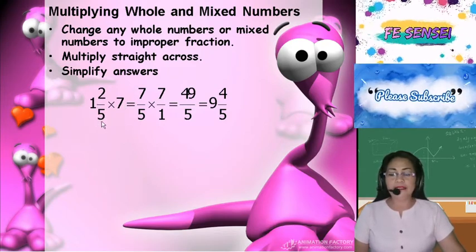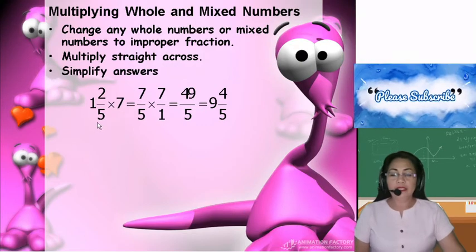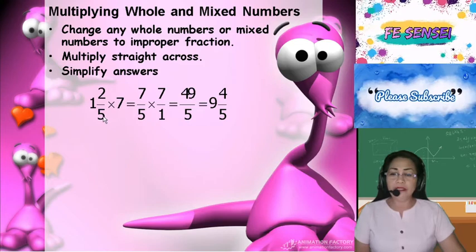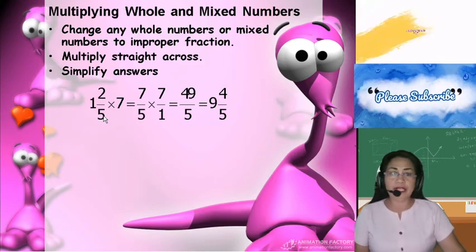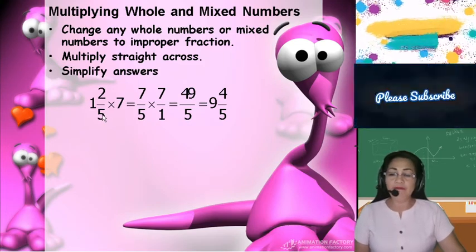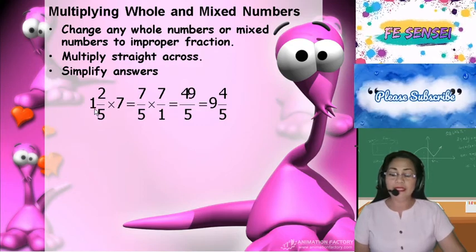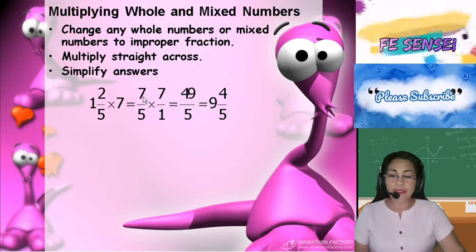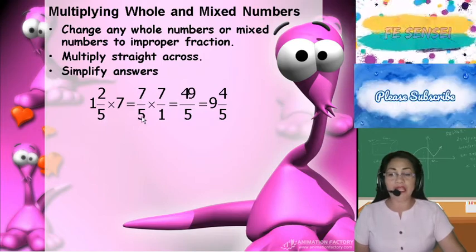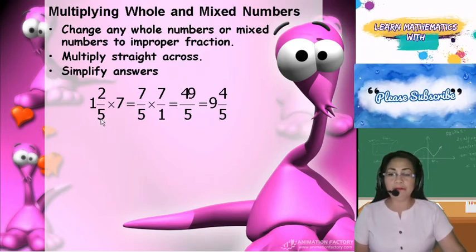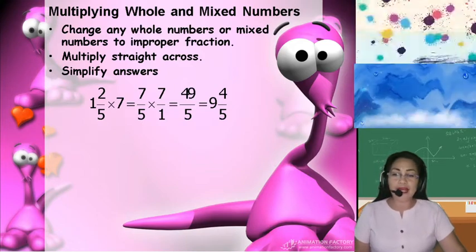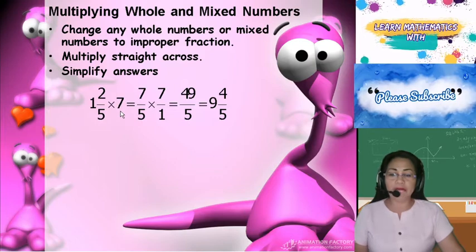This is a mixed number. So change this one into an improper fraction. As we learned from the previous lesson, 5 times 1 equals 5, plus 2 equals 7. Then copy the denominator 5. So the mixed form becomes an improper fraction, times the whole number 7.